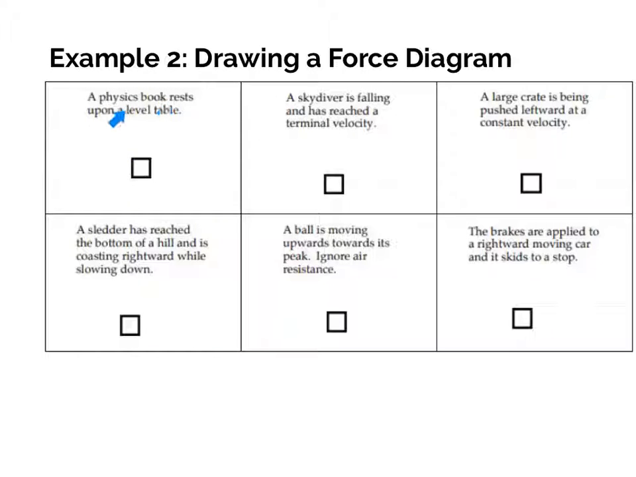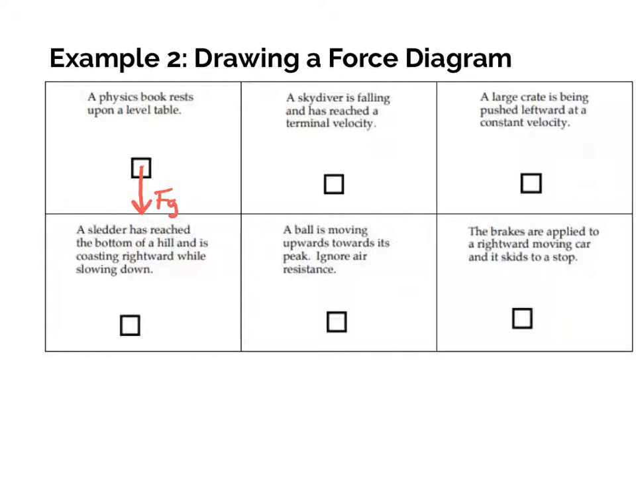So if I think of a book resting on a table, I know that gravity will be acting on it. So gravity would be acting straight down. So I'll write that as Fg. Then, since it's resting on a table, I know that there's going to be a normal force acting on it, okay? So I want to draw an arrow representing the normal force.